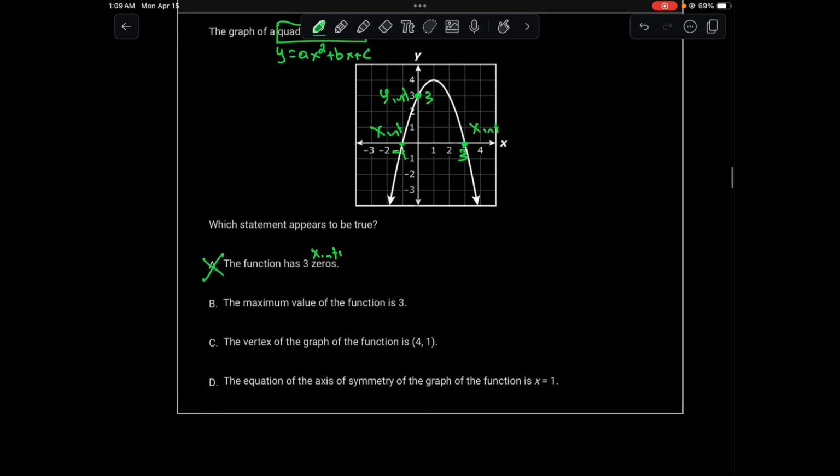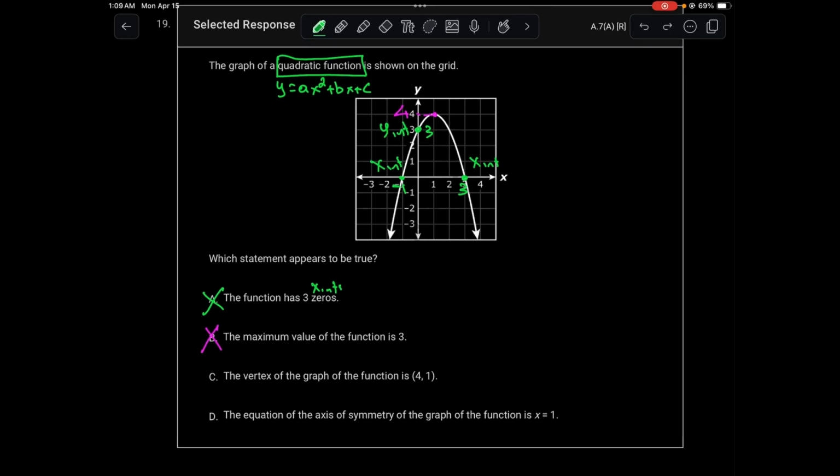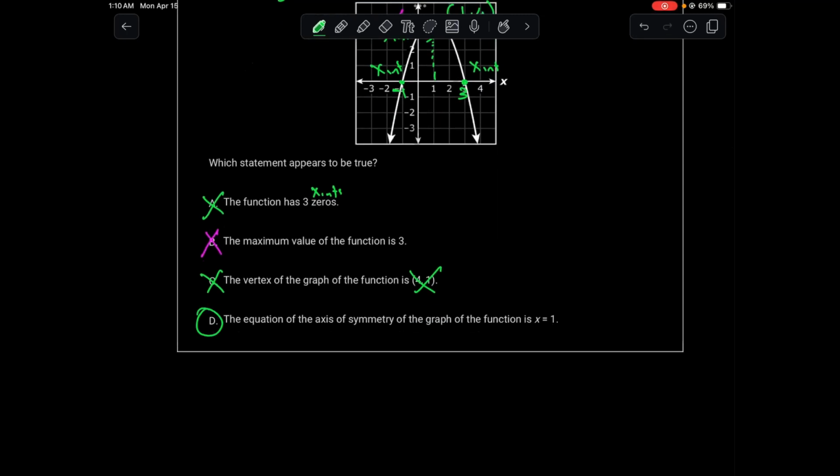The maximum value of the function is 3. Let's look at the maximum value of the function. The maximum value is going to be, in this case, the vertex, which is 4. So that's not true. The vertex of the graph of the function is 4, 1. Oh, okay. Let's say the vertex is right here. The x-coordinate is 1 and the y-coordinate is 4. So the vertex is 1, 4, not 4, 1. Okay, that's not it. So naturally, this is the correct answer.